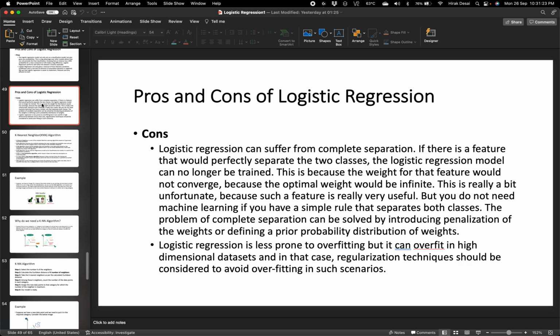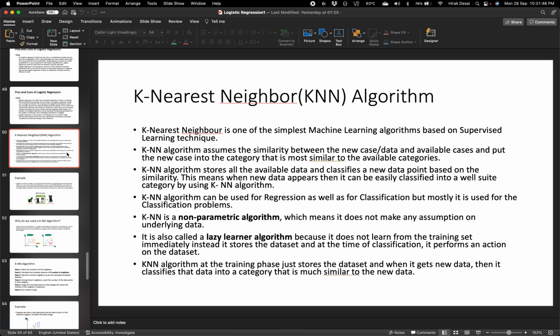Whereas the cons are: the model can no longer be trained if there is a feature or an attribute that perfectly separates the two classes. Logistic regression is less prone to overfitting, but can overfit in high dimensional cases, where we have to use a regularization technique to avoid it.